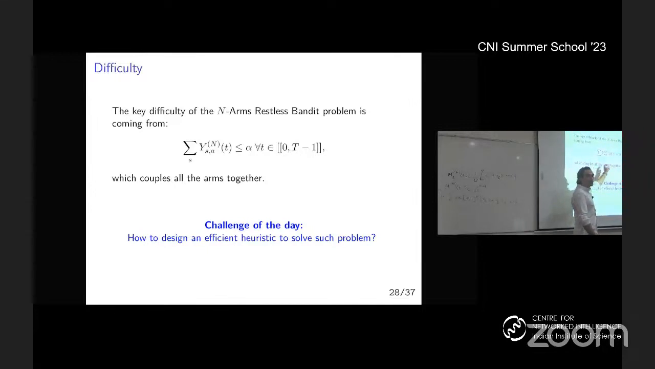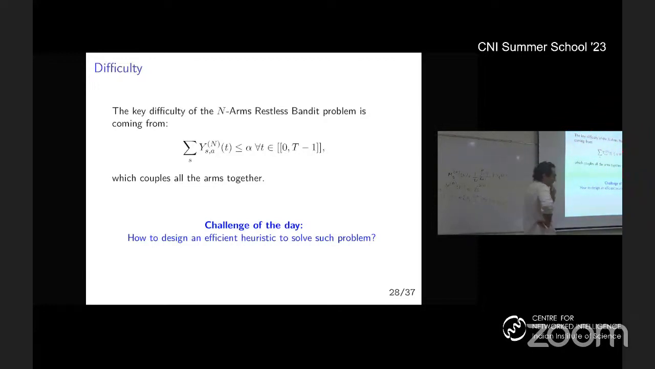So you cannot exactly quantify this event as such. And also, it's extremely combinatorial. And even if you want to quantify it in terms of probability, I'm telling you, it's a hard constraint. You cannot do anything about it. You have to satisfy this constraint no matter what. Okay? And this is what is making the problem difficult. This is where the coupling is happening. And this is why the problem is NP-hard. And the challenge of today is how to design an efficient heuristic to solve such a problem.